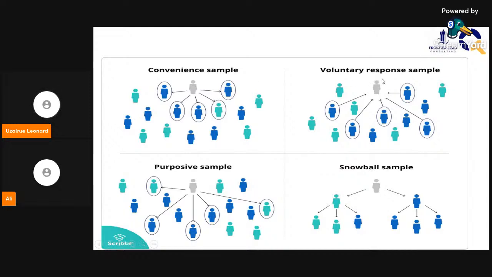Then the next one is the voluntary response sample. Now he just calls for responses, then it's those that responded that he samples. Then we have the purposive technique. In this case, you just look for anyone that looks important to you, then you collect it. Then the snowball is like you also stay in the middle, then you collect anyone that your hand can easily get to.